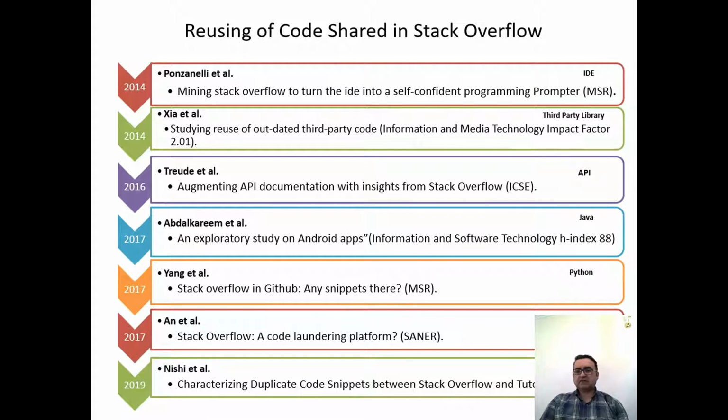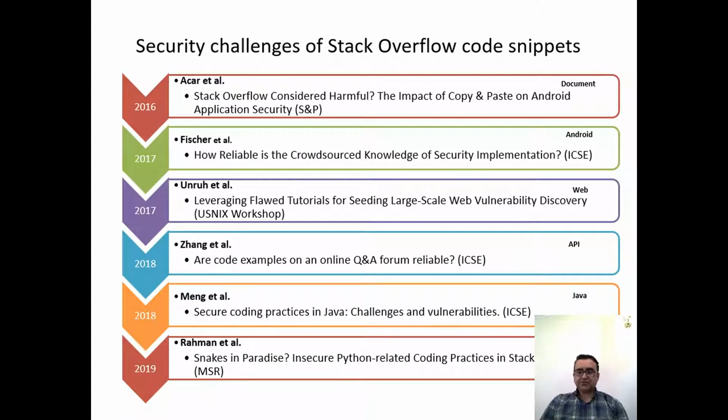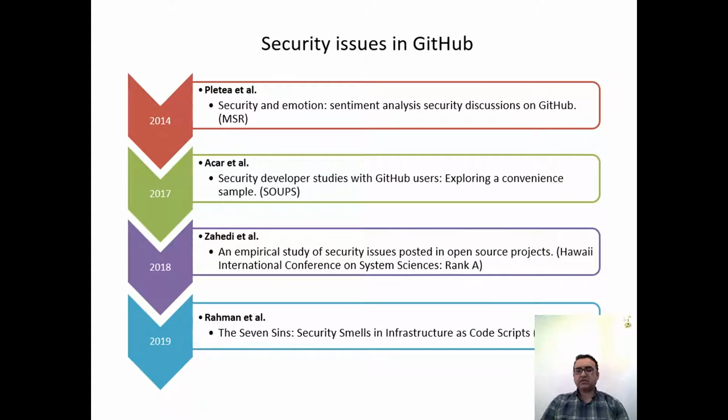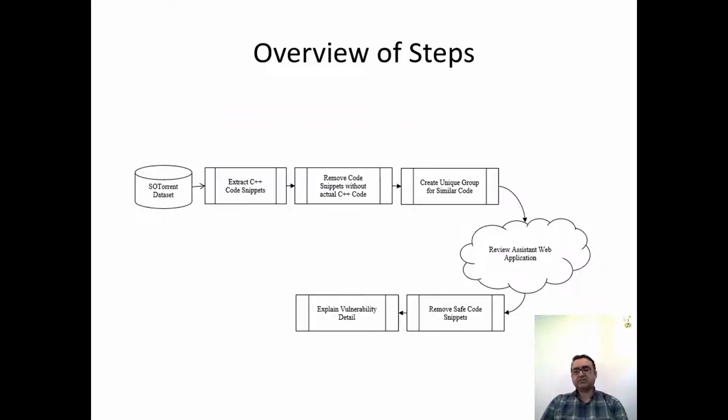We looked at various work on Stack Overflow, where code is shared on various platforms, from Python, Java, to APIs. We also saw a lot of work on the security of Stack Overflow in various languages like Java, Android, and Python, but we didn't see any work on Stack Overflow on C++. In addition, we looked at GitHub vulnerabilities that people found in GitHub. Again, we didn't find work on C++ on GitHub, and more importantly, no migration from vulnerable C++ to GitHub. That was the main concern.